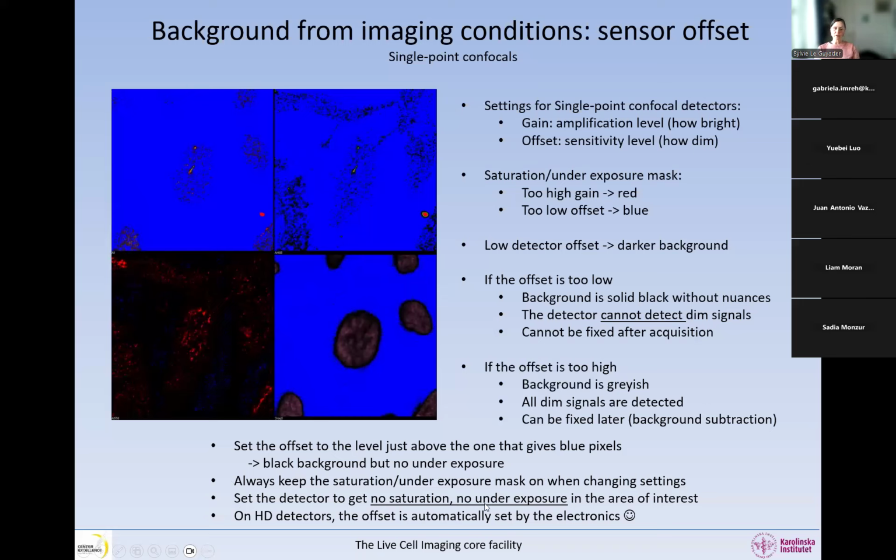And set the detection to get no saturation and no underexposure in the area of interest. And on HyD detectors, the offset is automatically set by the electronics. So these are more modern detectors. You don't need to do that.